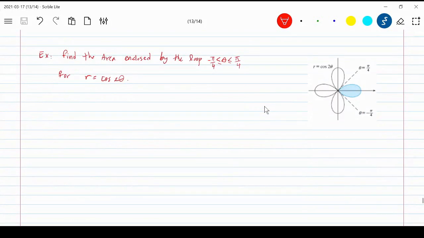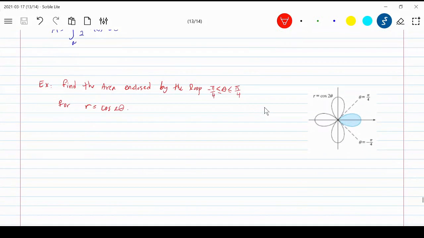Here's an example. Let's say we want to find the area enclosed by the loop for theta from negative pi/4 to pi/4 for the equation r equals cosine 2 theta. If you remember in the earlier section, we graphed r equals cosine 2 theta, and it looks like this flower thing.